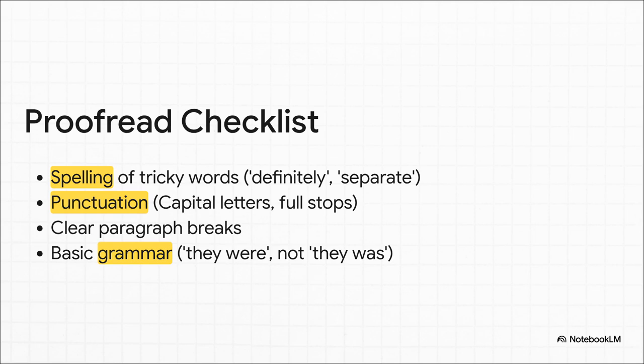So, what are you looking for? It's a quick hit list. Scan for the spelling of words you know you sometimes get wrong, like definitely or separate. Double-check every sentence starts with a capital and ends with a full stop. Make sure your paragraphs are clearly marked. And finally, catch any simple grammar mistakes you might have made in your rush, like writing they was when it should be they were. Simple fixes, big rewards.